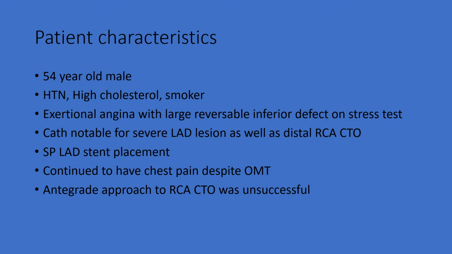He presented with exertional angina and was noted to have a large reversible defect in the inferior region. His cardiac catheterization showed double vessel coronary disease with a severe LAD lesion and a chronically occluded distal RCA. He underwent stent placement to the LAD but continued to have symptoms, and a CTO intervention was attempted utilizing antegrade methods unsuccessfully. He was referred for retrograde CTO intervention.